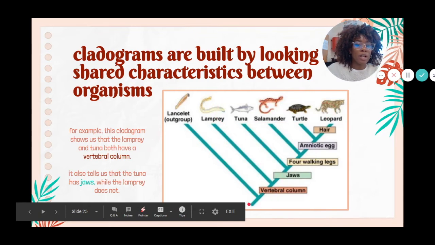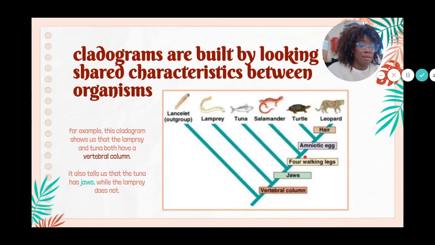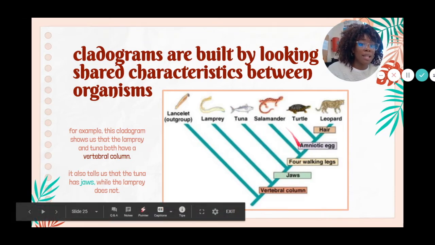If I start again at the beginning and I keep going, boop, I've passed jaws. Does a lamprey have jaws? No, because I got to lamprey before I ever even touched jaws. So they do not have jaws. But once I pass jaws, tuna has jaws, salamander has jaws, turtle has jaws, and leopard has jaws. How about four walking legs? Does a tuna have four walking legs? No, because tuna branches off before I have four walking legs. So four walking legs applies to salamander, it applies to turtle, and it applies to leopard.